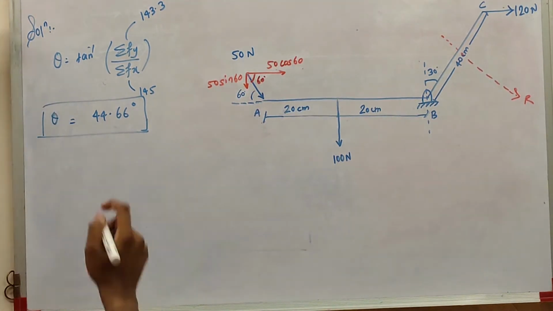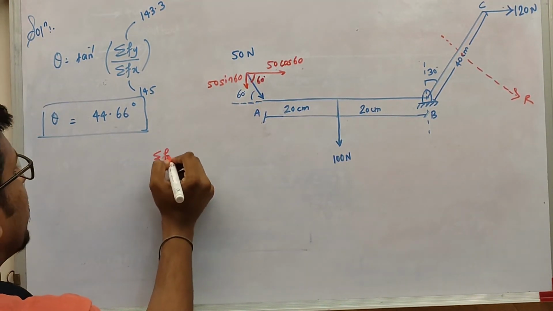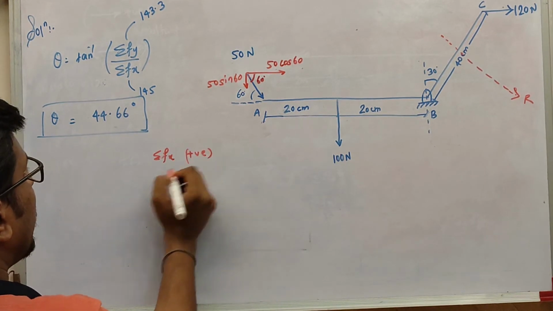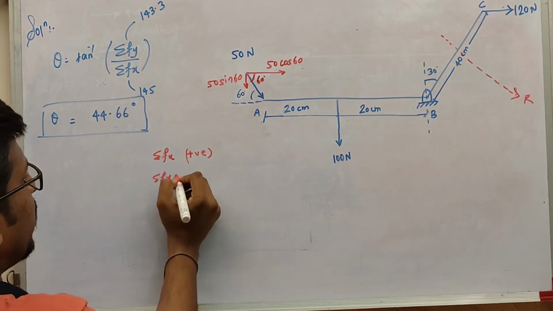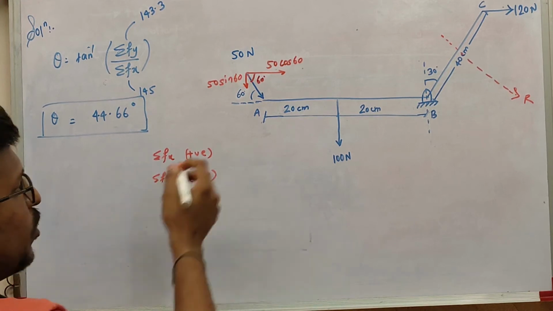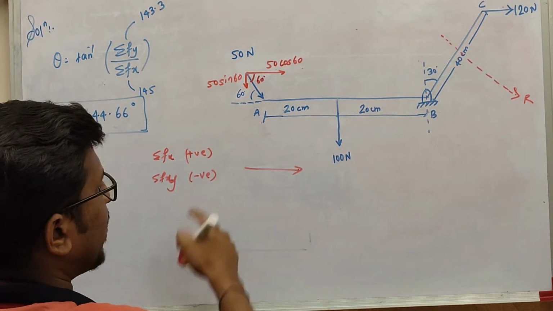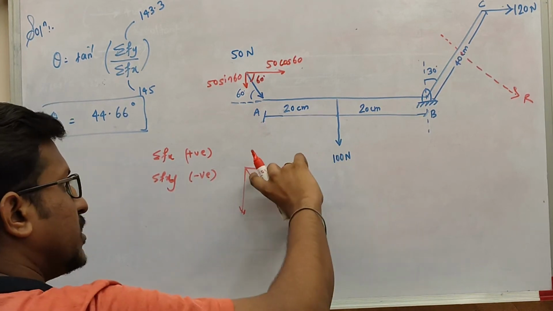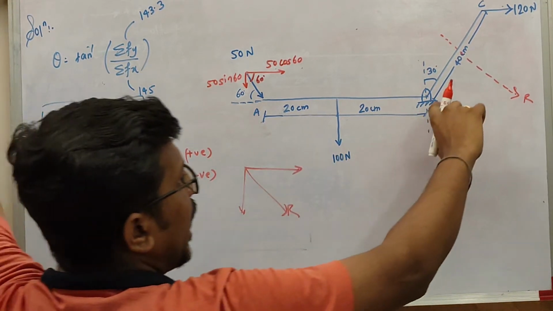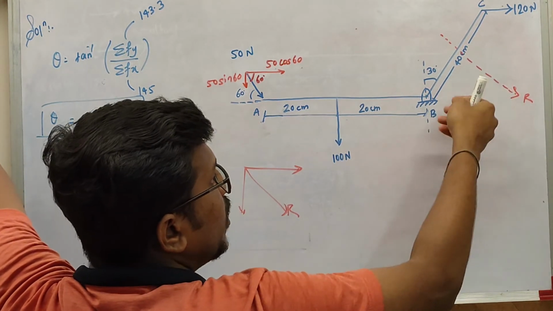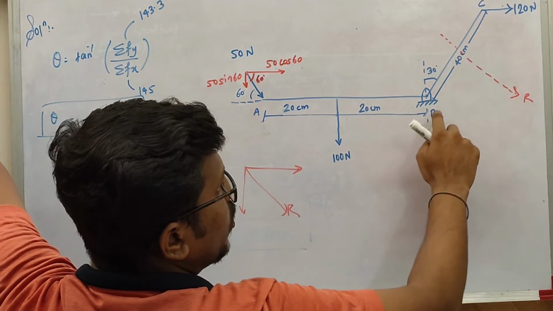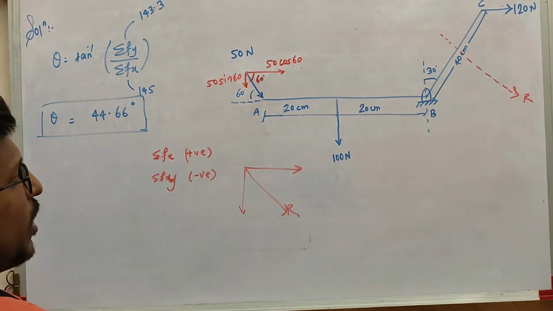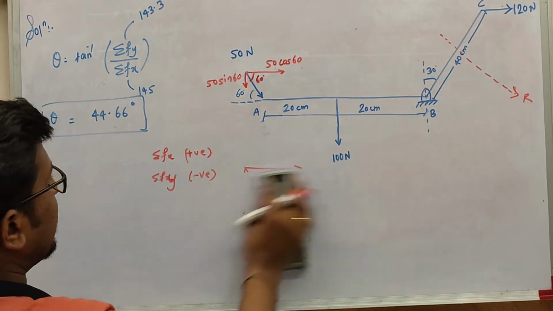To understand that, you got the value of summation Fx as positive and summation Fy as negative. Positive means towards the right, negative means towards down. So your resultant is somewhere here. I have just taken the value of R from here and plotted it somewhere near B, so to the right of B. I think you now understand why I plotted the resultant like that.